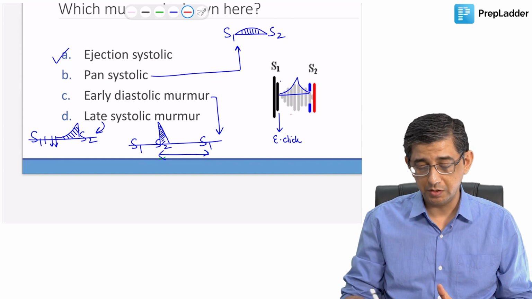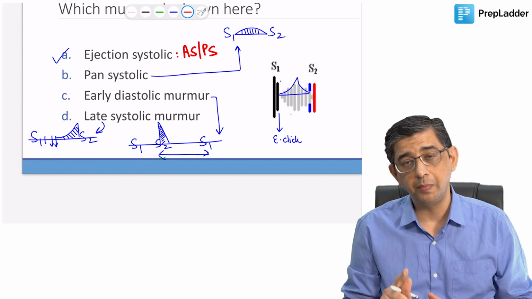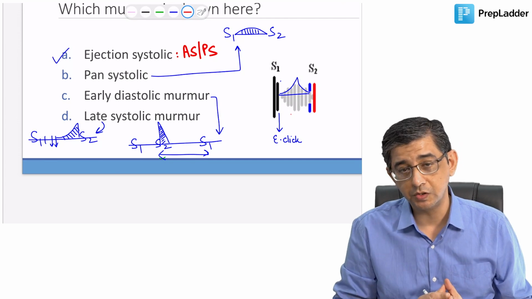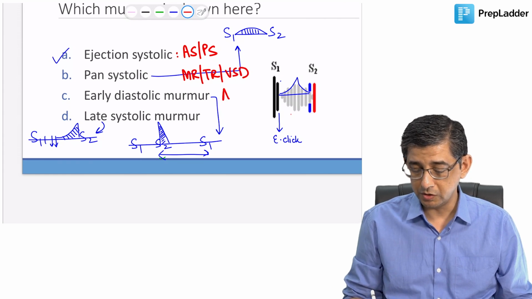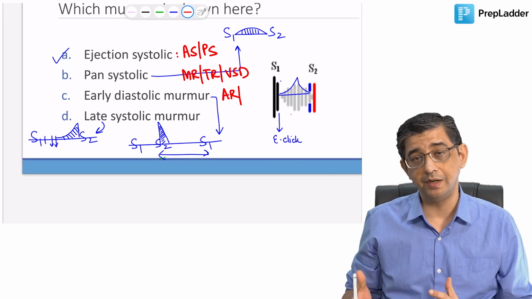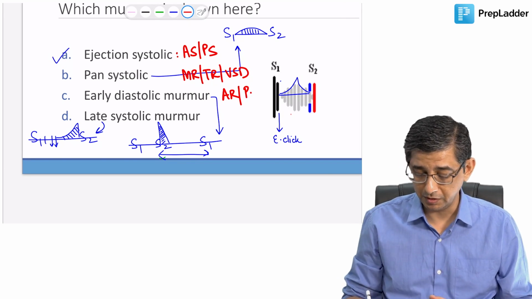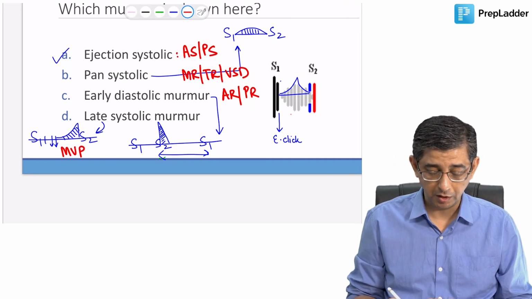Let's just work out the lesions here. Ejection systolic murmur can be remembered by the mnemonic PAS: pulmonic and aortic stenosis result in an ejection systolic murmur. Pansystolic murmur is what you read with MR, TR, and ventricular septal defect. Early diastolic murmur is aortic regurgitation. There was one more question on an aortic lesion that I'll discuss in the subsequent part of the discussion. And when it comes to late systolic murmur, you read about that with mitral valve prolapse.